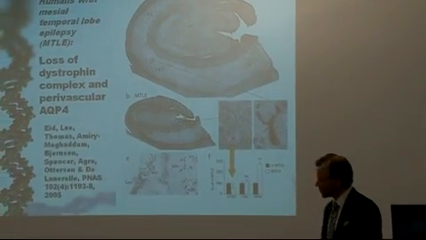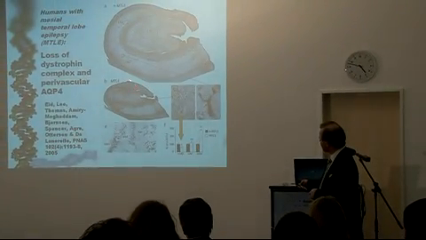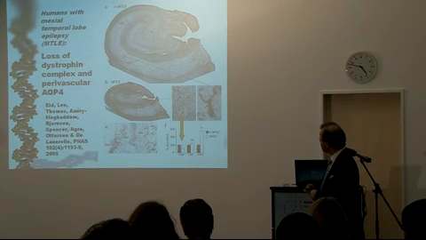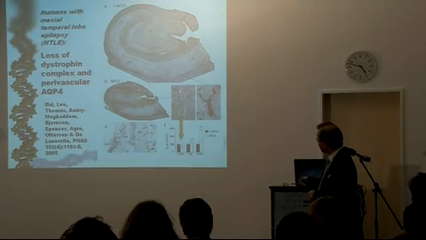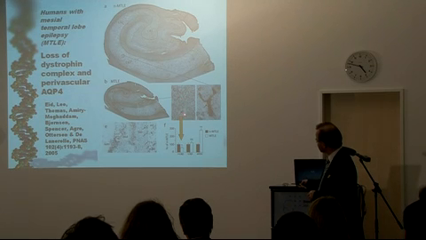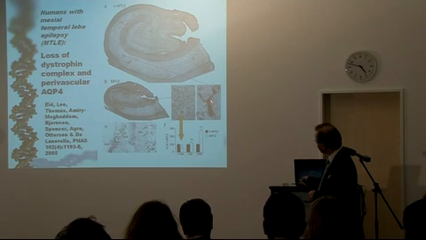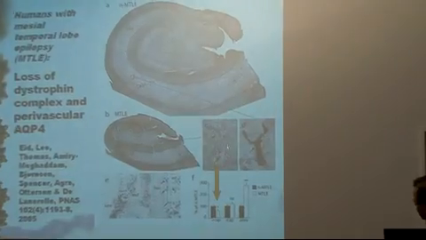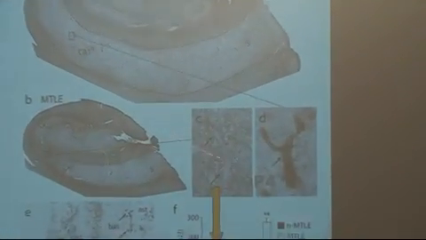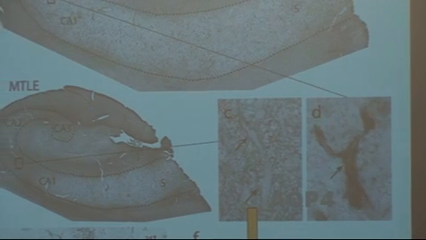And we were very surprised then to find that indeed in patients with mesial temporal lobe epilepsy, there is a decreased aquaporin 4 level around the vessel. So this is the normal situation, control tissue, strong aquaporin 4 labeling around the vessels. This is light microscopy. And this is what happens in the patients. There is a reduced level of aquaporin 4 in the perivascular membranes.